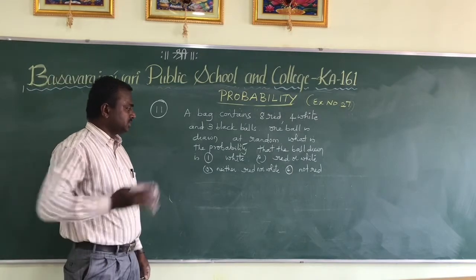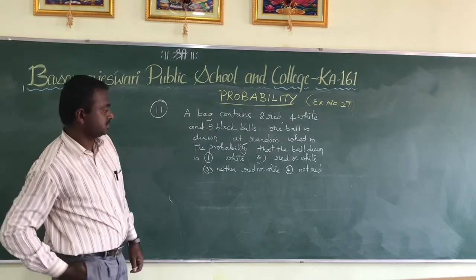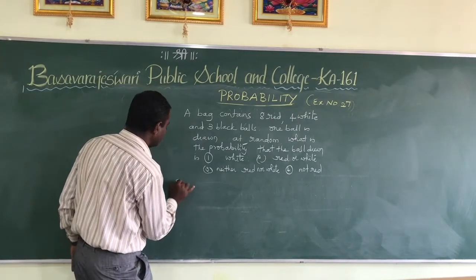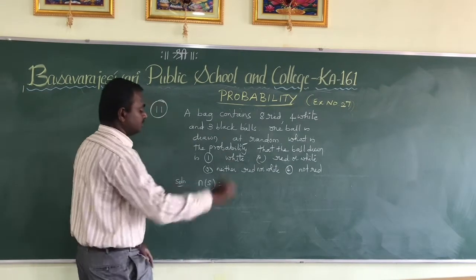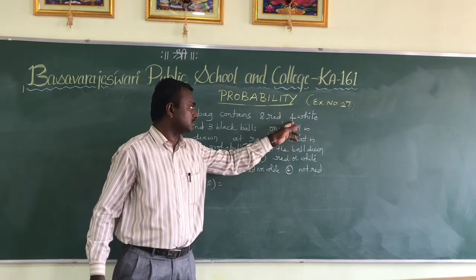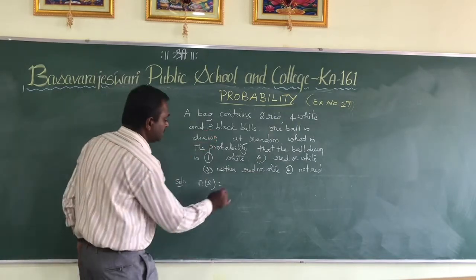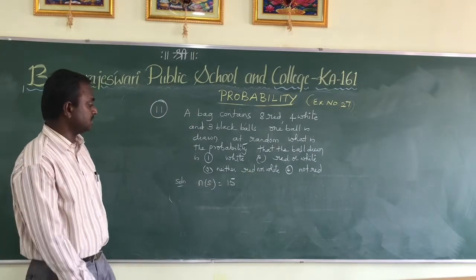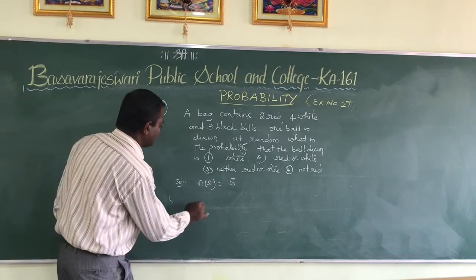So now the first step is we have to find out what the sample space is. So total balls, how many are there? So therefore, solution: n of S is equal to, so 8 red, 8 plus 4 white balls, 12, plus 3 black balls, so 15. So therefore n of S is equal to 15. So total number of balls is equal to 15.